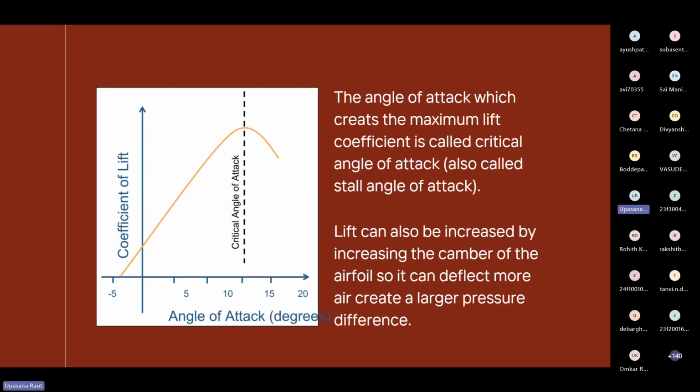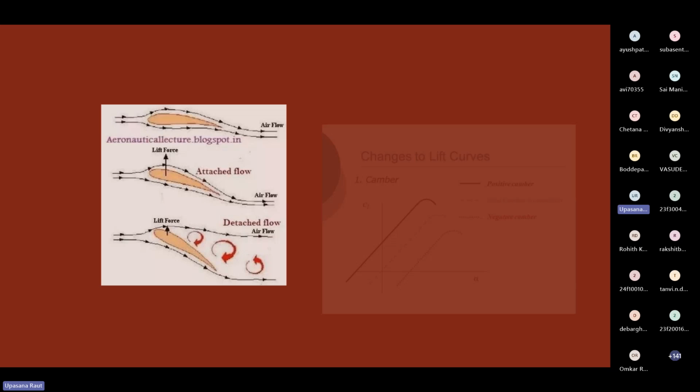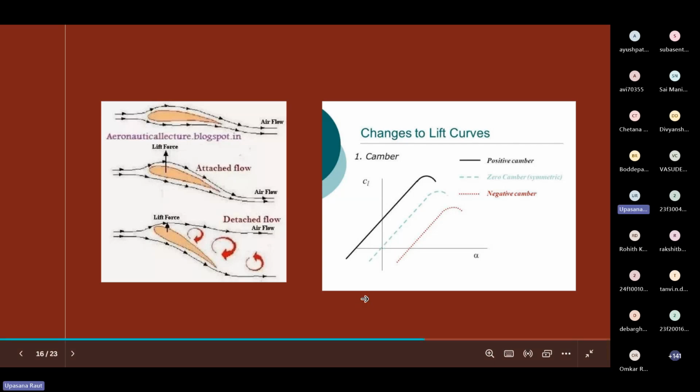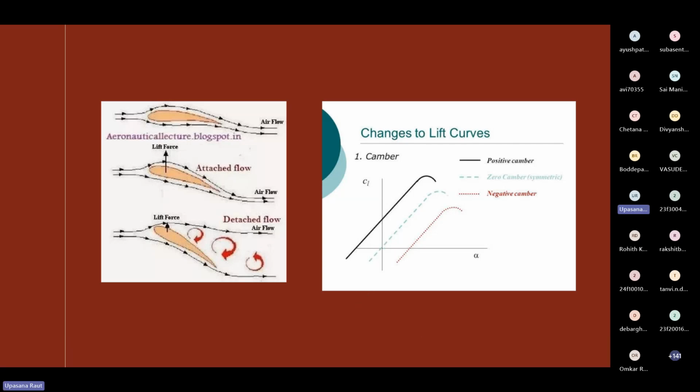The lift can also be increased by increasing the camber. By changing the camber of the airfoil, more deflection can be created, so there would be a larger pressure difference. Here we can see that if there is zero camber, there would be zero lift at zero angle of attack. And for positive and negative camber, this is how it will react.